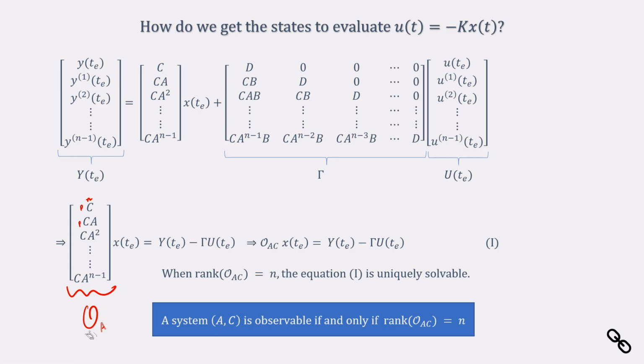And a system is said to be A C observable if and only if the rank of this matrix turns out to be n. And this matrix is called the observability matrix.